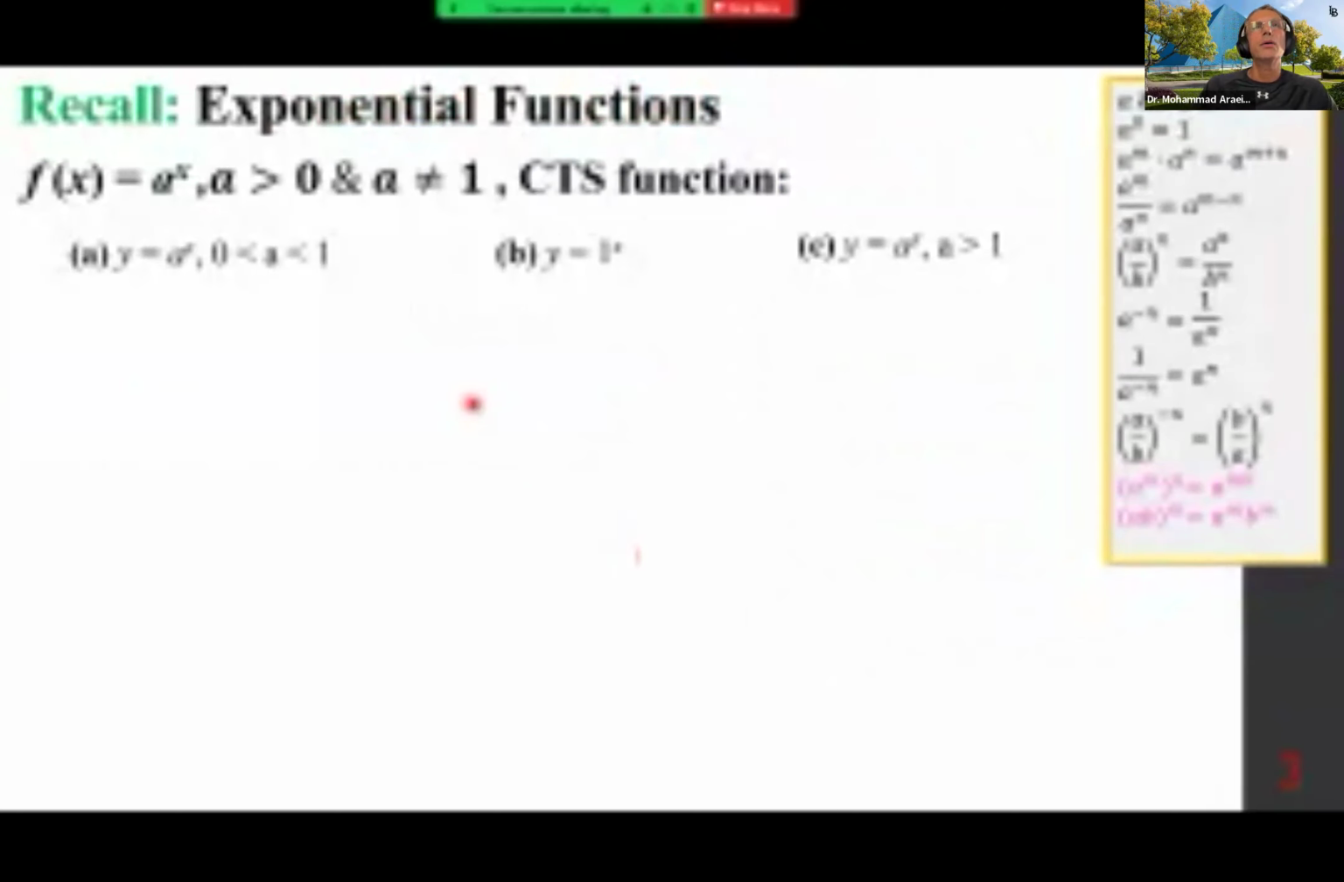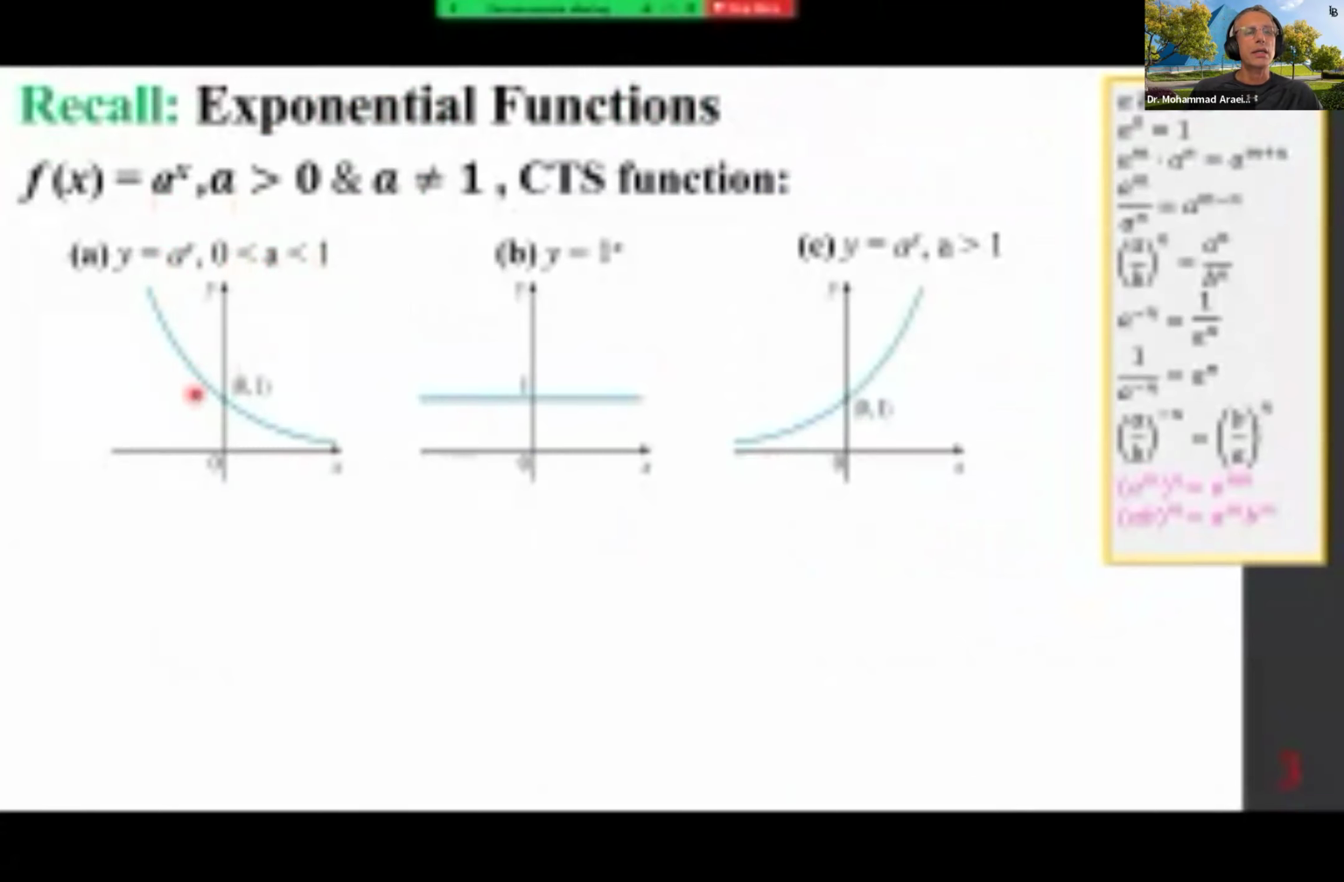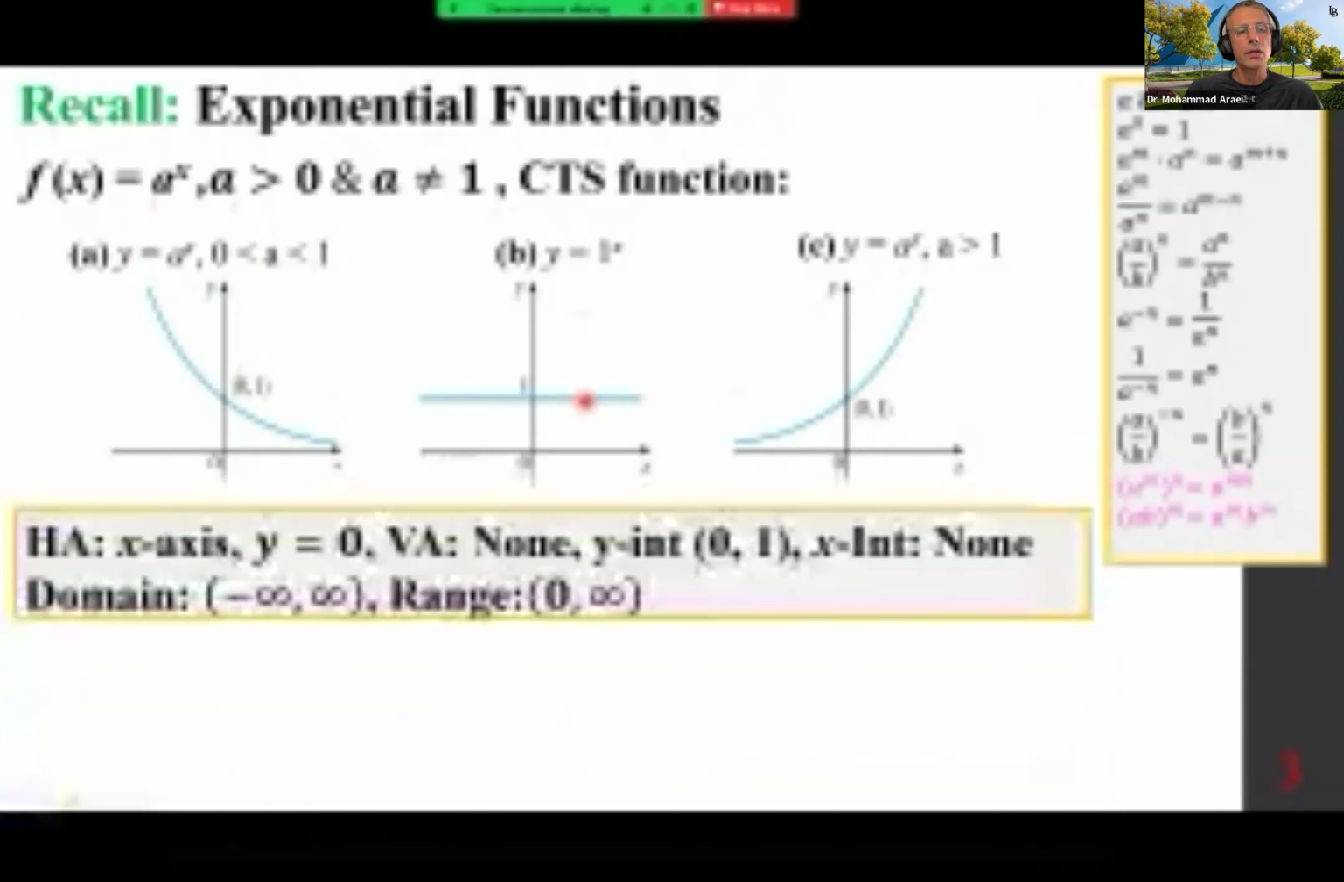So reminding everybody that an exponential function is in the form of a to the power of x, where a is not 1 and larger than 0, and if it's between 0 and 1, it's an exponential decay. If it's larger than 1, it's exponential growth. And of course, if it's equal to 1, it is not an exponential function because it's a horizontal line. These are the properties. You remember, horizontal line is the x-axis, y equals 0.